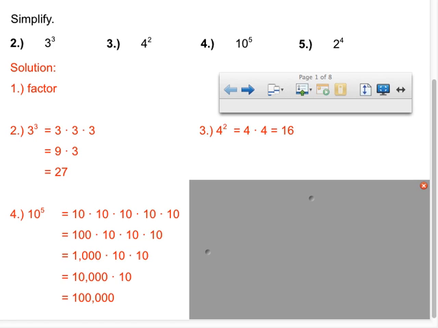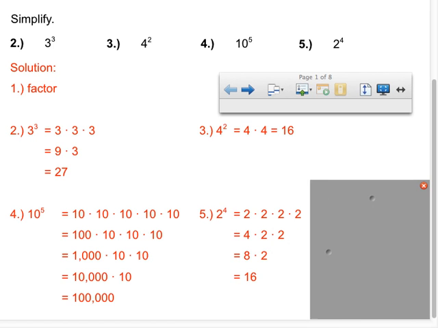Yes, Abu. Okay, I want to hear somebody different who's got number 5. Joseph. 16. Did you guys get 16? Yes. Okay, let's walk through that one. Here's the solution right here. 2 to the 4th power. When I write that out, it's 2 times 2 times 2 times 2.